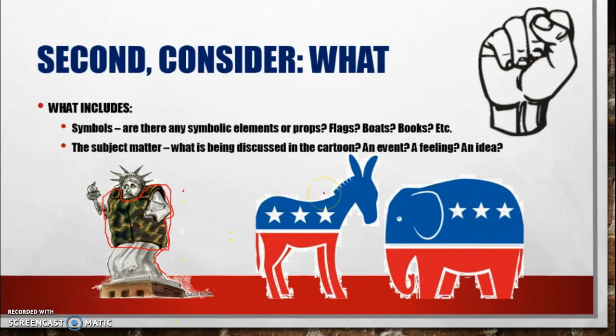Two other symbols to include would be the representations of the major political parties in the United States, which are these two animals, the donkey and the elephant. When students actually understand these two symbols, they are more likely to understand the cartoons in which they're being used because they use prior knowledge and relate them to something that they already know.